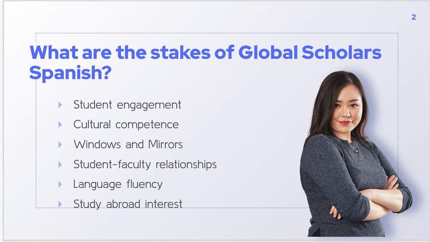First, I want to talk about the stakes of Global Scholar Spanish. What do we stand to gain when students have a real immediate goal of speaking Spanish? It's easier for the instructor and the students to find meaning in what we do in the class, since only when learning is meaningful will students be intrinsically motivated to learn the new material, and it's immediate for them, this goal. I use the word cultural competence, but what I really mean is transcultural competence.